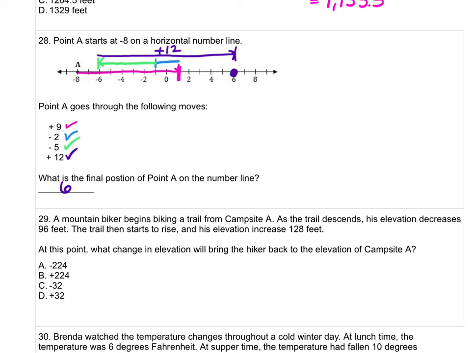In this problem, we just counted. Anytime you added, we went right because it was more positive on a number line, and anytime we subtracted, we went left because it was more negative on a number line.